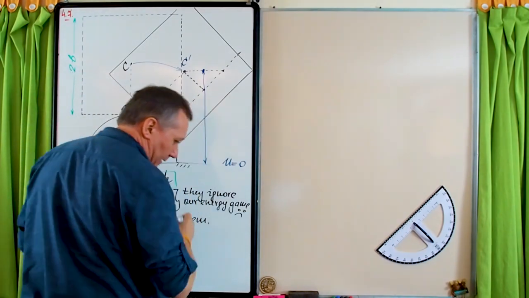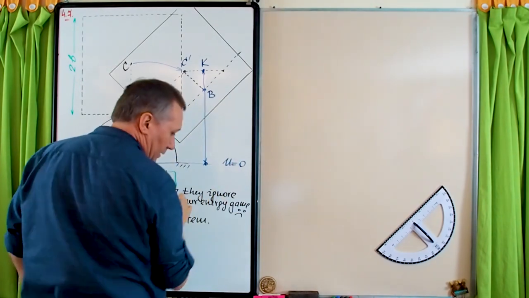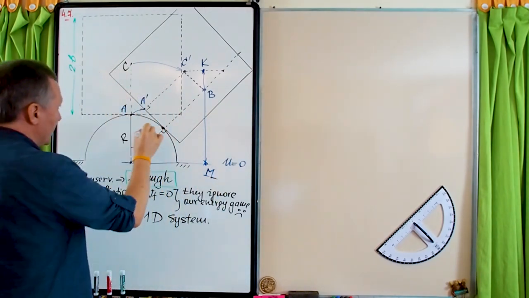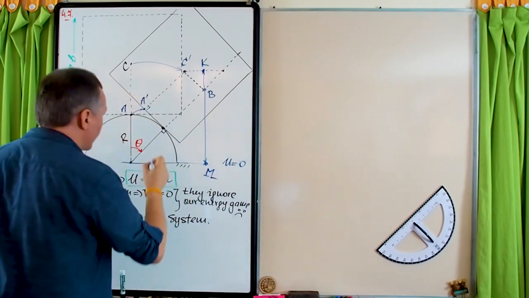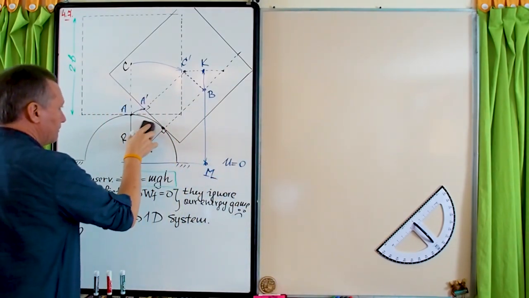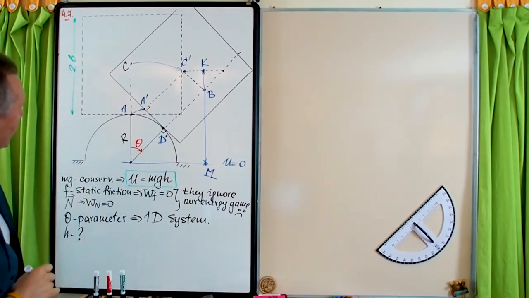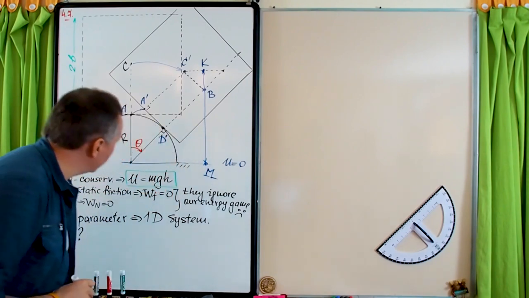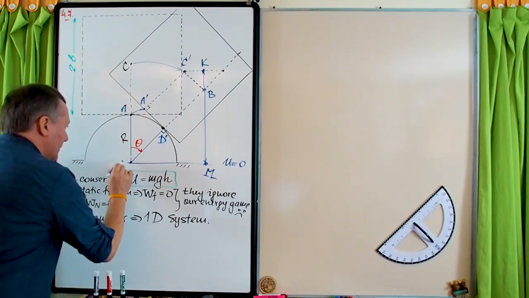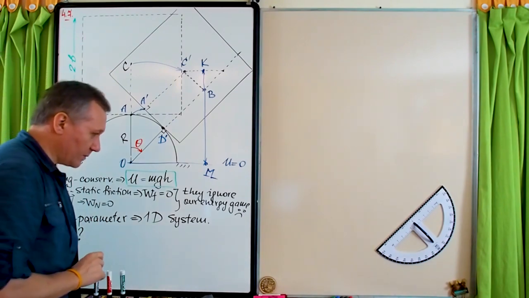Now let me label all the points. I think I labeled this as K, this point as V, this point as M. Then this point of contact, D prime. Let me write D prime over here. Ah yes, point O, the center. Now it looks like the diagram is all here.